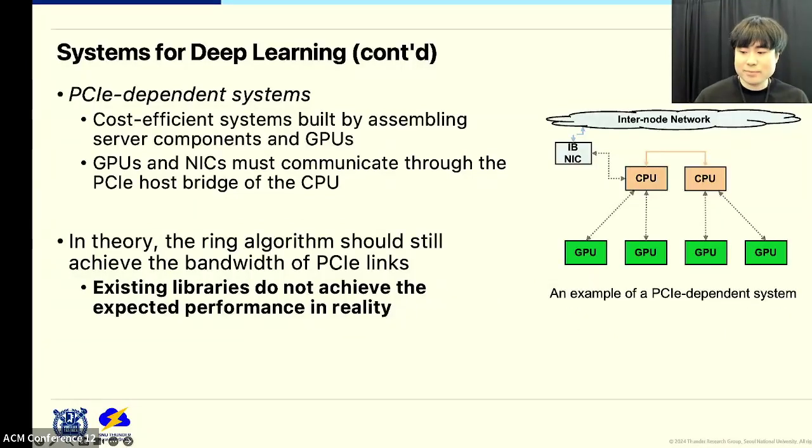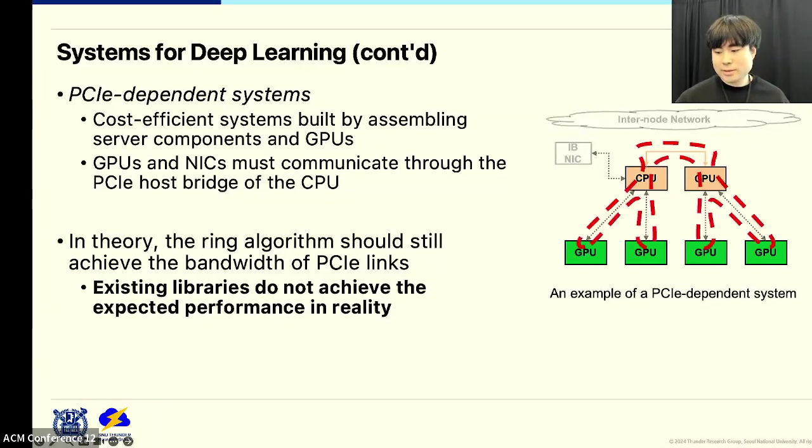The other type of system is what we call PCI-dependent systems. Small-scale academic institutions and startups, including our research group, rely on cost-efficient systems built by assembling server components and GPUs. These systems lack dedicated links, so GPUs and network cards must communicate through the PCI host bridge of the CPU. In these systems, the communication path in the ring algorithm will look like this. So in theory, the ring algorithm should still achieve the bandwidth of PCI links. However, we observe that existing libraries do not achieve the expected performance in reality.